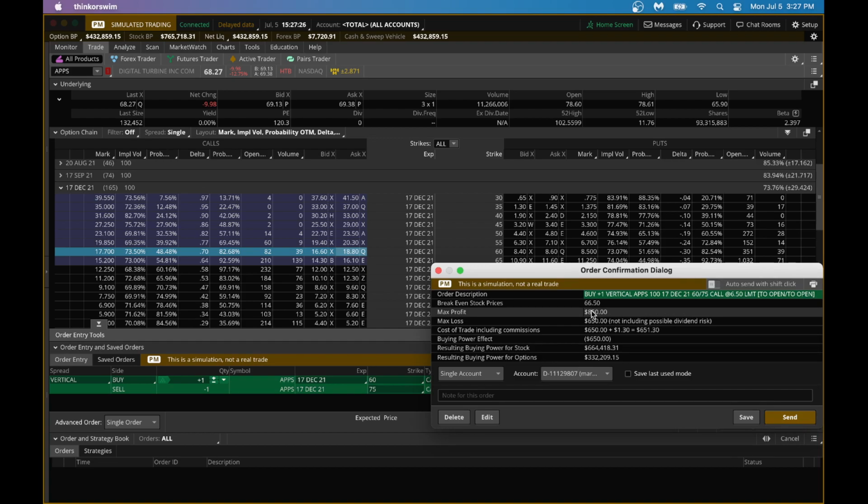This could be a better option here. Your max loss is $6.50. Your max profit is $8.50. You're more than doubling your money. So this is another way to play.